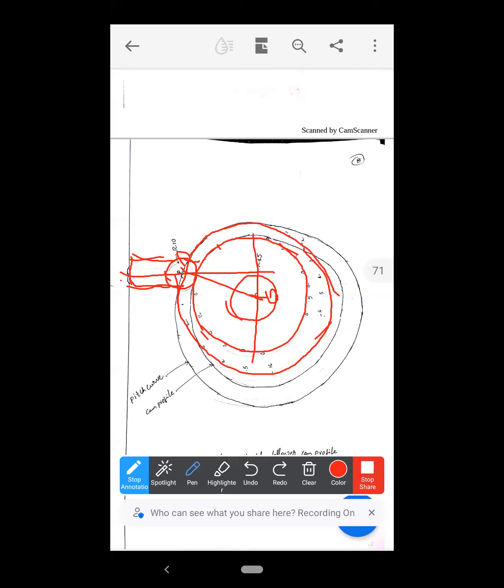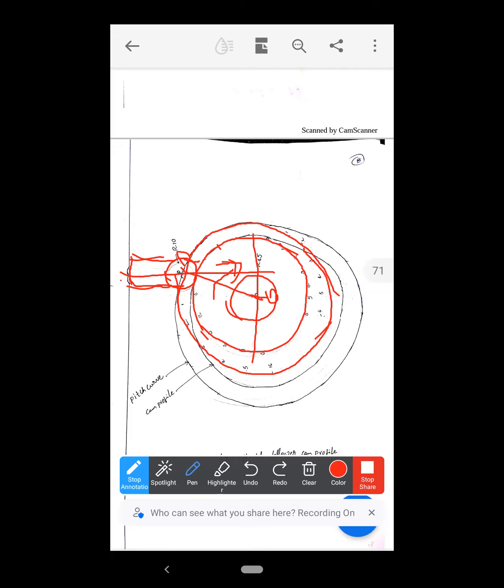Now you have to divide the portion. If they do not mention the rotational direction, then you have to take the clockwise direction. The cam is rotating clockwise. When the cam rotates clockwise, you have to divide the portion on the left side.